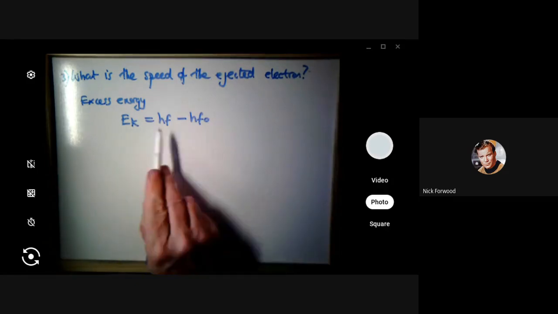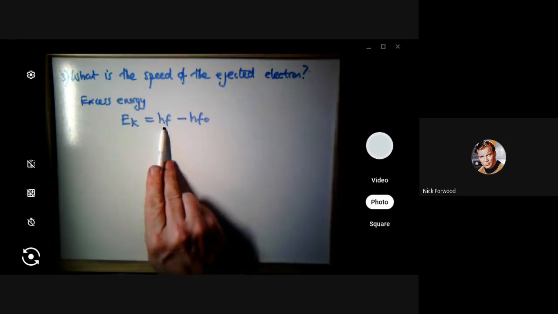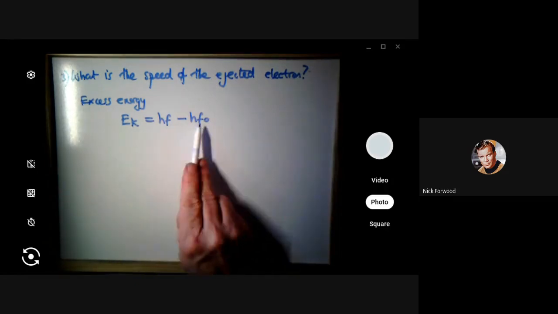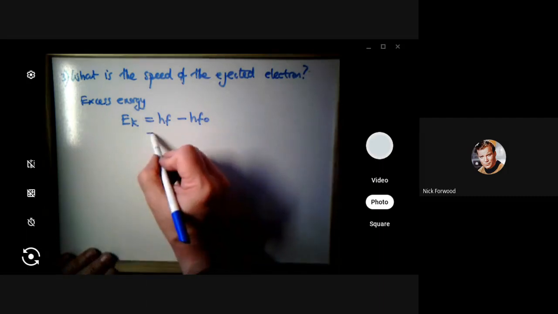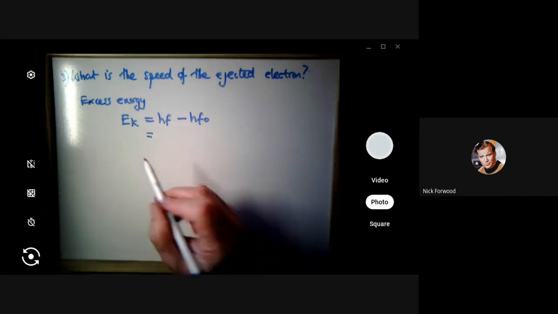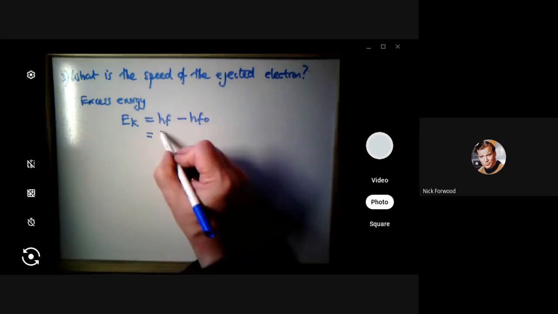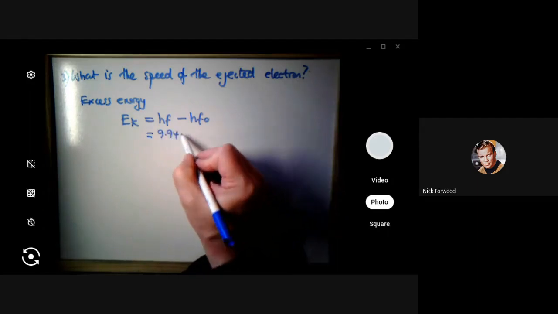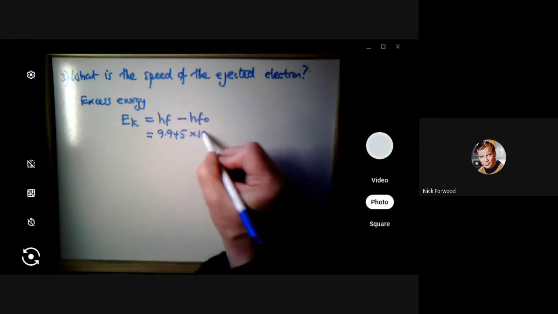In other words, it's the energy of the photon coming in and you take away from it the work function. And I think there's a version of this. I'm not sure if there's a version of this on the relationship sheet, but we just know it's the extra energy. So what was the energy of the photon coming in? It was 9.945 times 10 to the negative 19.